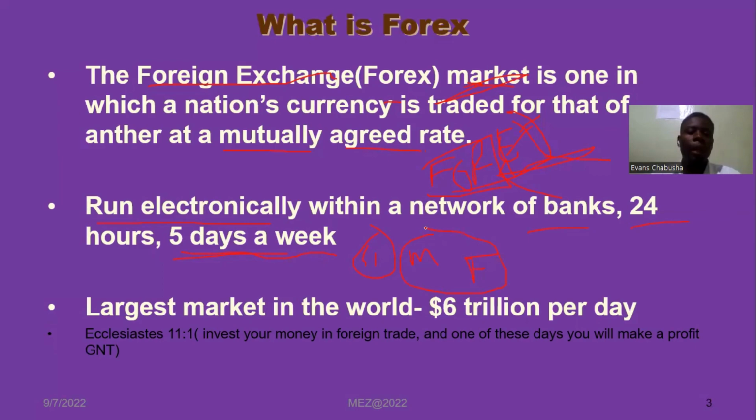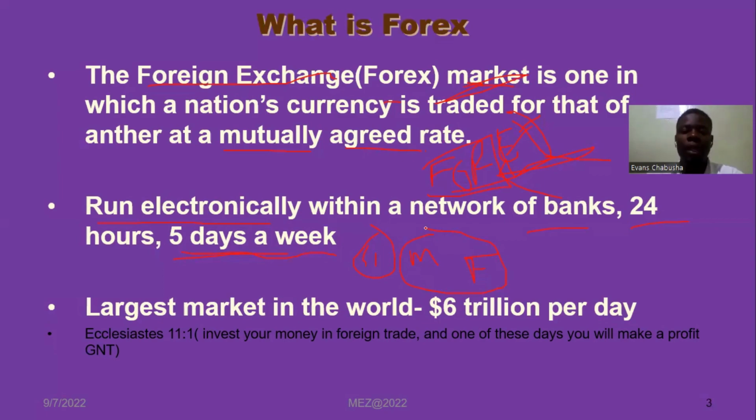So this is the largest market in the world, mind you. Forex is the largest market in the world. Like any other market that we have here in Zambia, we have markets where they sell tomatoes, onion, fruits, bakery stuffs, all those things. At a market, that is where buying and selling takes place. But in this case, we are not talking about a physical market where you can go and buy or go and sell. We are talking about a market which is electronic.